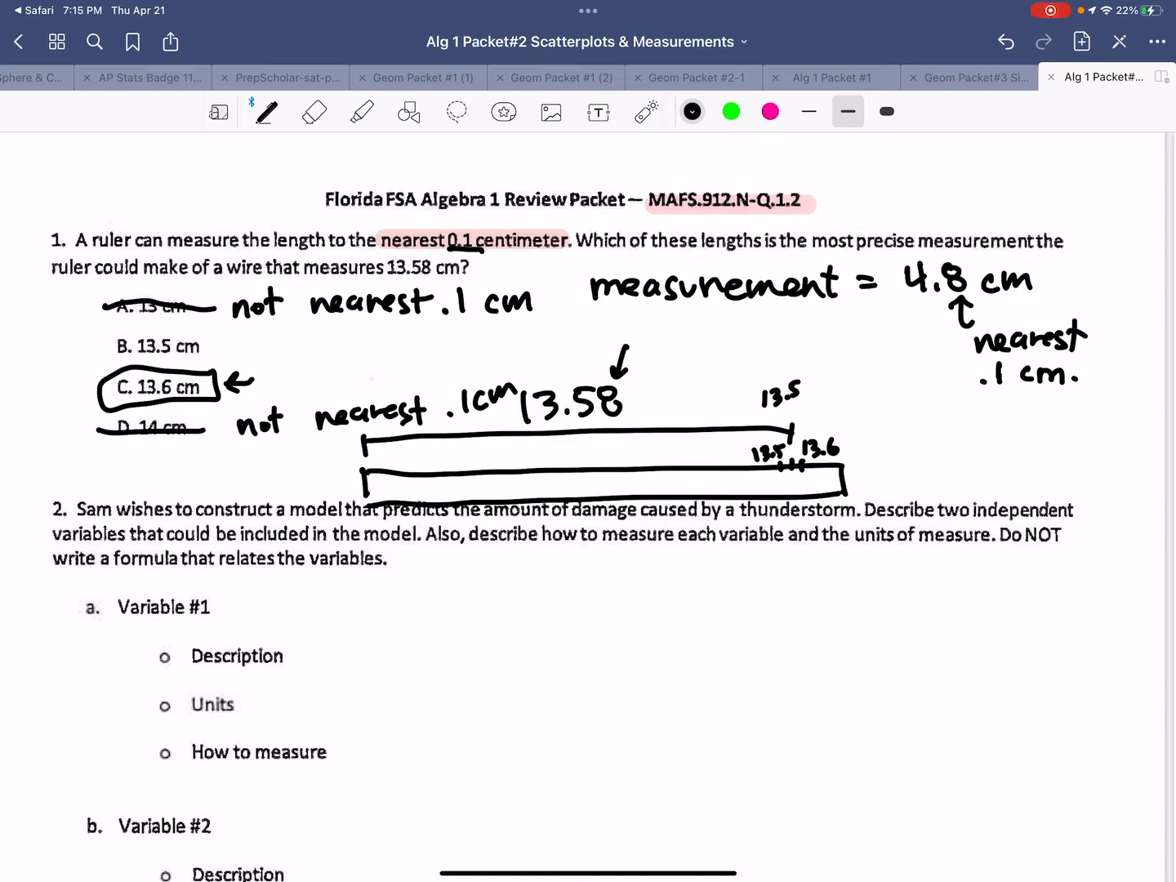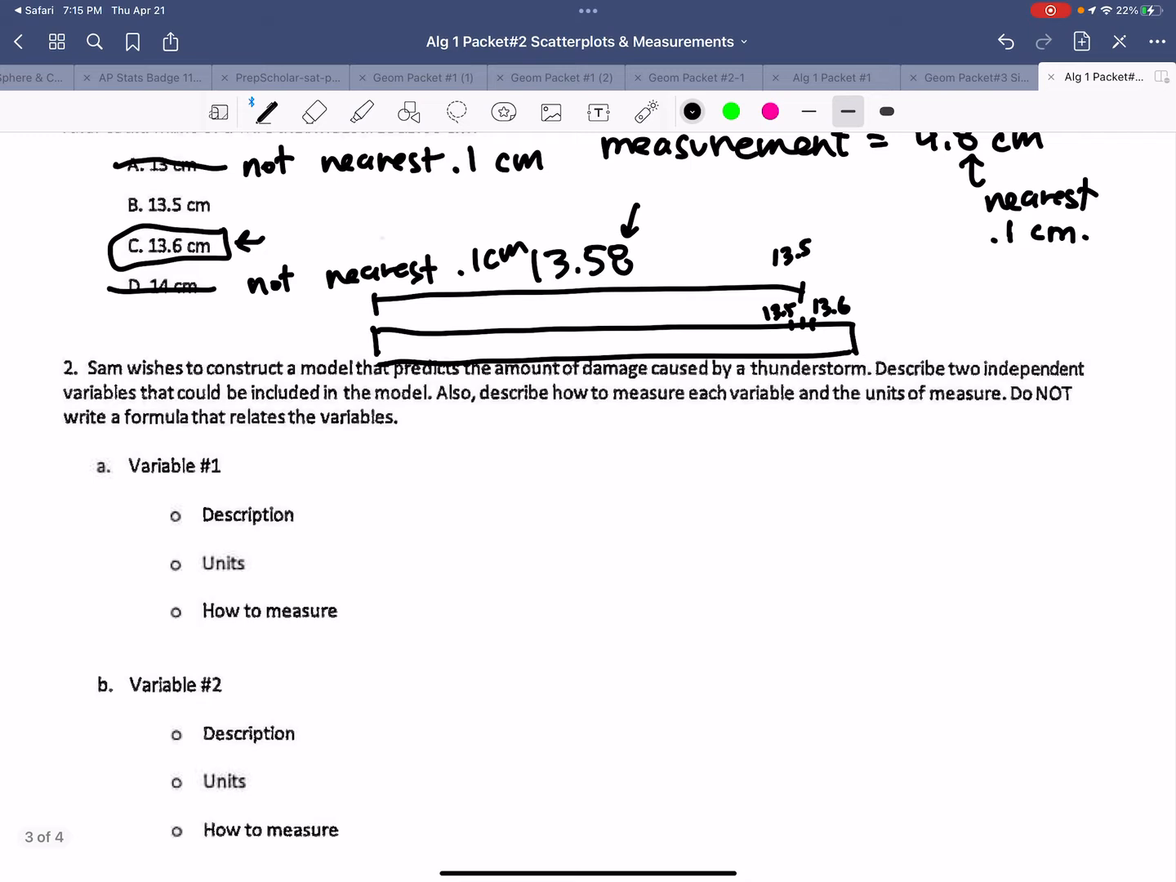Make sense? Okay. Sam wishes to construct a model that predicts the amount of damage caused by a thunderstorm. Describe 2 independent variables that could be included in his model. So the amount of damage caused by a thunderstorm. Also describe how to measure each variable and the units of the measure. Do not write a formula.